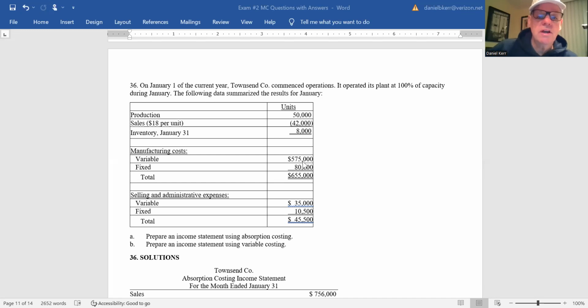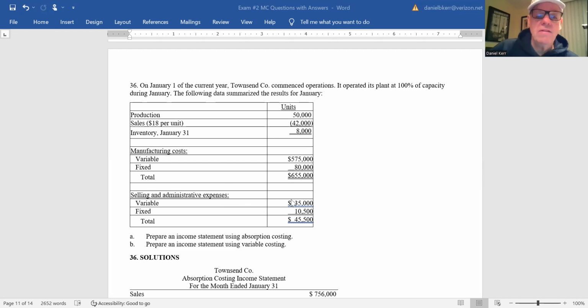So you produced 50,000 units, so that's 575,000 divided by 50,000. And for absorption costing, you're going to include the fixed cost. So it's 655,000 divided by 50,000 to get the cost per unit. So you'll get different answers there. All right, and here's your selling and administrative expenses.